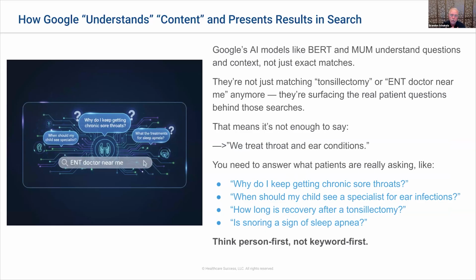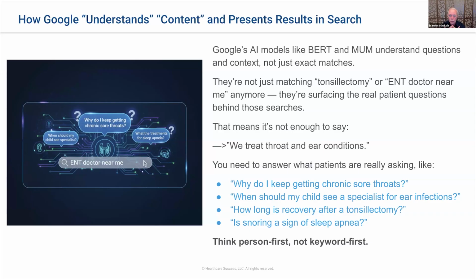So a while back, Google introduced models like BERT and MUM that understand questions and context. They understand things on a topical level. They know when words don't belong inside of that topic just due to the other words around it. So they're not just matching, this exact match world where we used to use one word searches like tonsillectomy or ENT doctor near me. They're surfacing real patient questions behind those searches.